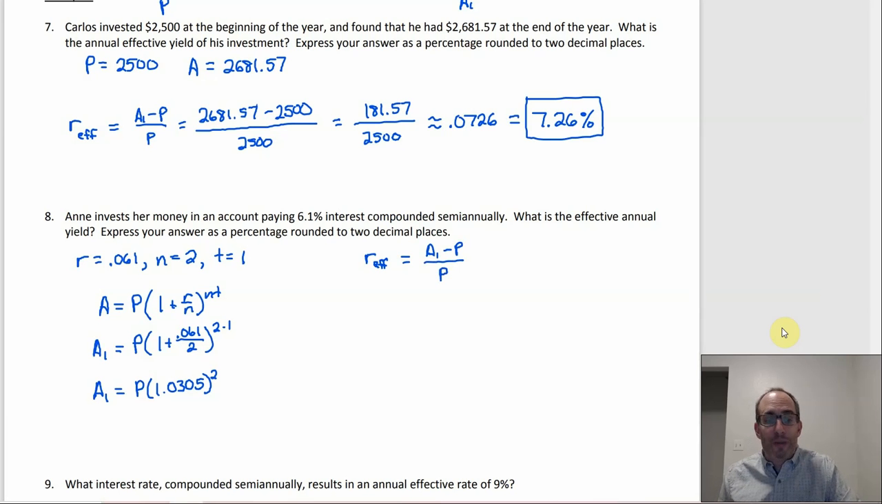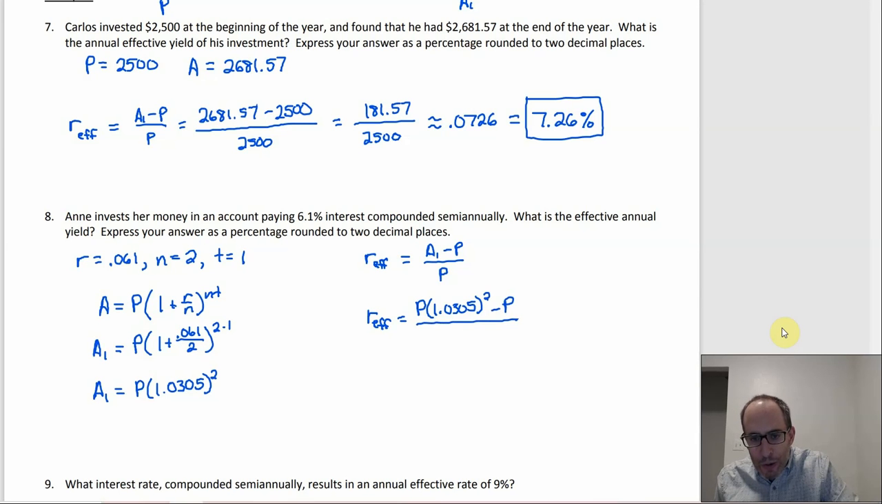But A sub 1, we have an expression for it. It's not simplified all the way because we don't know what P is, but watch what happens if I put this in. I'm going to get P times 1.0305 squared minus P, over P. The numerator has a common factor because P is a factor of both terms. You could factor a P out of the numerator. This is the key maneuver when you don't know what the principal is.